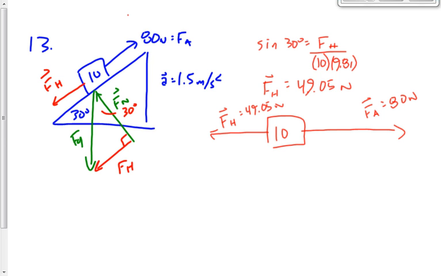Now the next step, always the same at this point, always. The next step is to say F net is equal to FH plus FA, the sum of the forces.